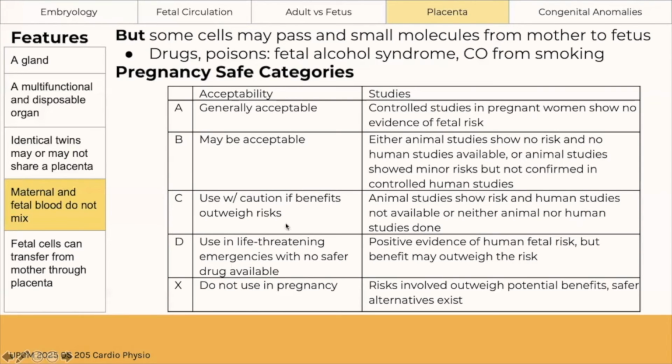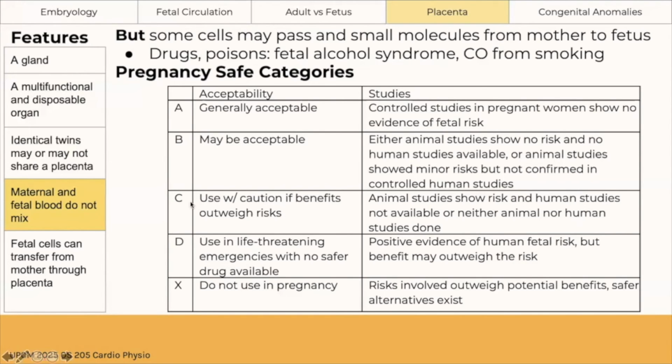They may be acceptable for B, may B, that's how you remember it. These are animal studies show no risk, and/or no human studies are available, or if animal studies showed minor risks and nothing is confirmed in controlled human studies.